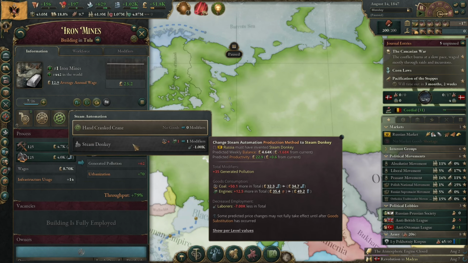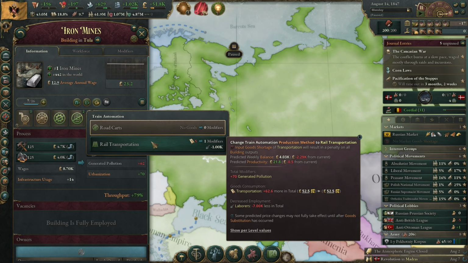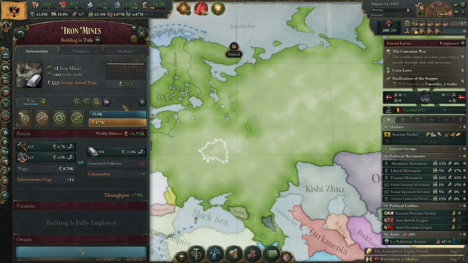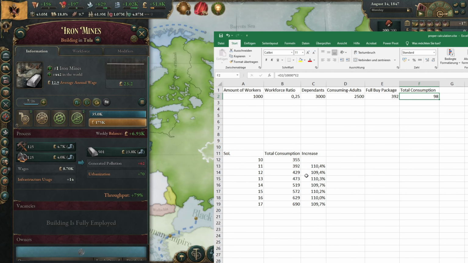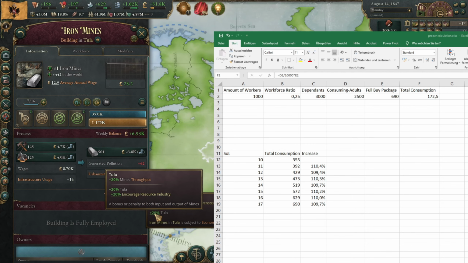Steam donkeys would generate 180 pounds in demand in base price and rail transportation 150 pounds in exchange for 1000 laborers. Let's calculate. 1000 laborers at standard of living 17 would consume 172 pounds, which is more than the base price of 5 transportation. But these laborers are probably so rich because of that method throughput bonus, which also applies to any inputs. With throughput, the transportation demand is again higher than the consumption.